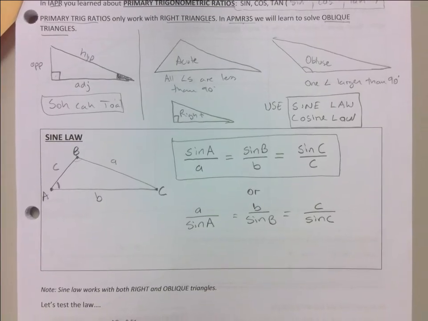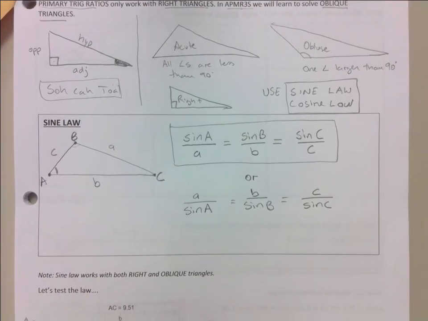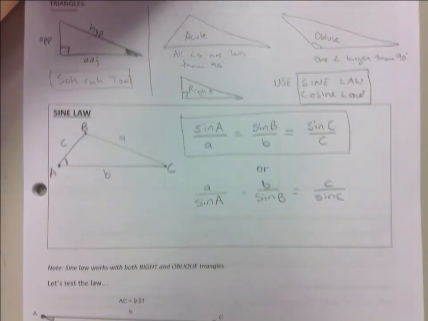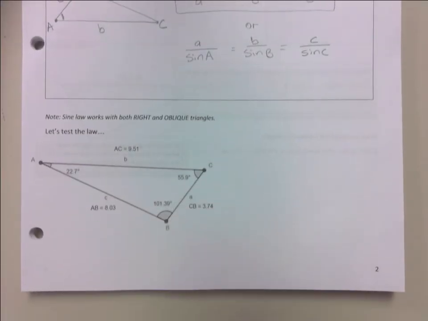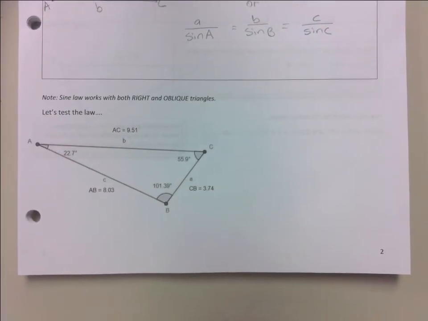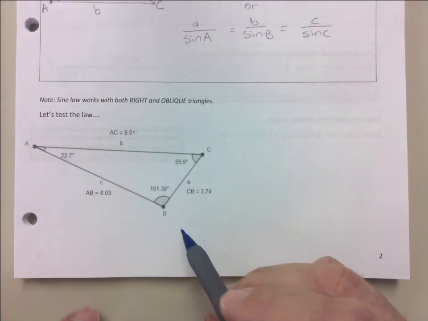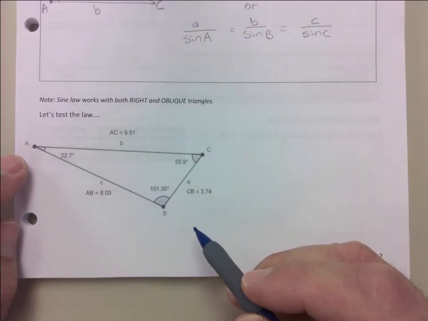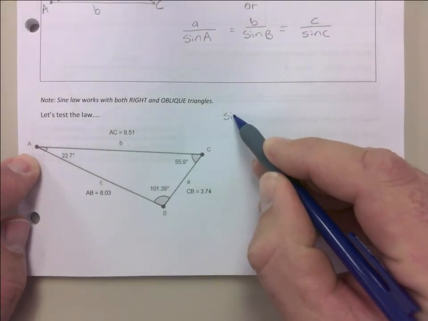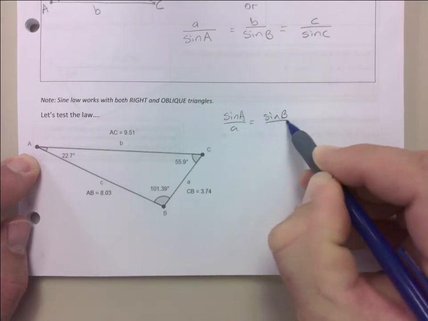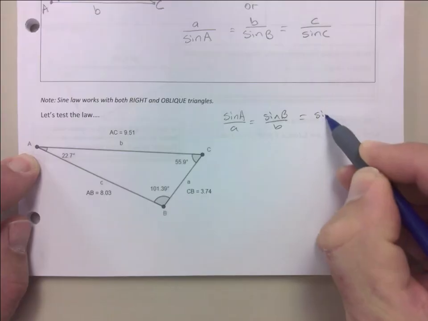So let's put this law to the test, okay? Below all of this, I have a triangle that's actually drawn to scale, okay? Have you ever heard of GeoGebra? Yeah, I used it to make this triangle. So this is actually drawn to scale. So if this is true, this is what it's claiming.